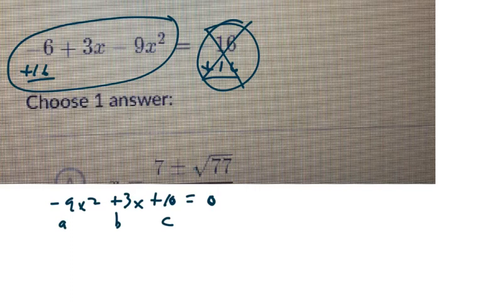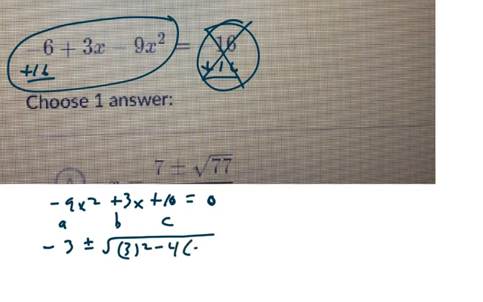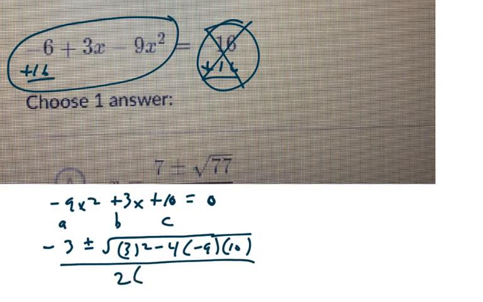So let's get working on this. I'm going to do it down here and then shift it up to the right later. So I'm going to do the negative of B, watch your signs, plus or minus the square root of B squared minus 4 times A times C, all divided by 2 times A.